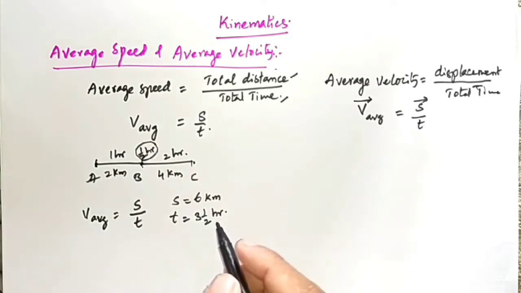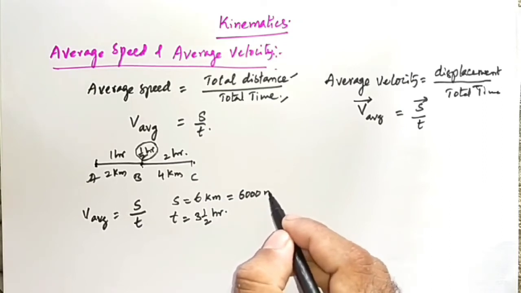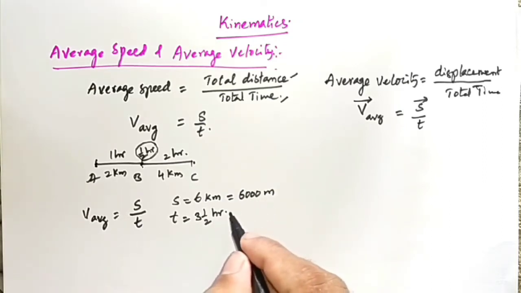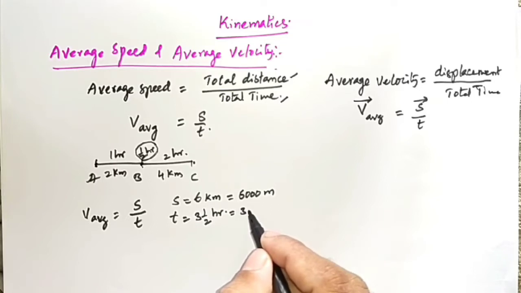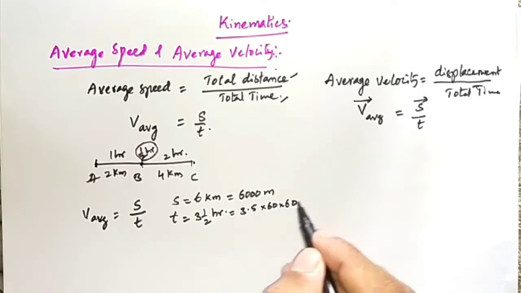Now let us convert this. This is 6000 meters, as 1 kilometer is 1000 meters. Now this is 3.5 hours. So 3.5 hours into 60 into 60.